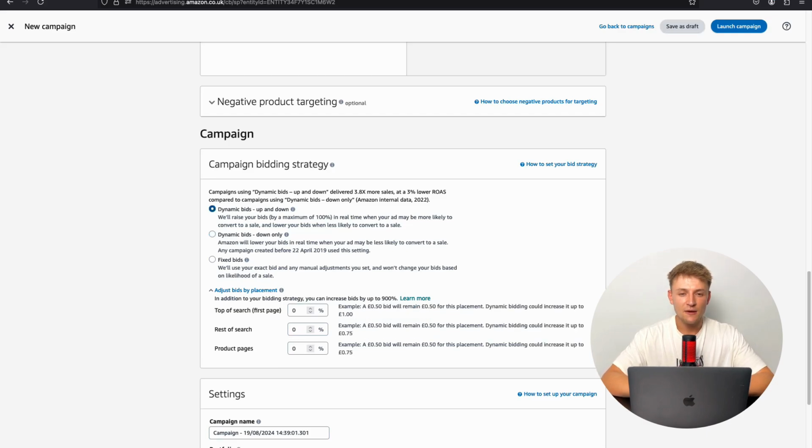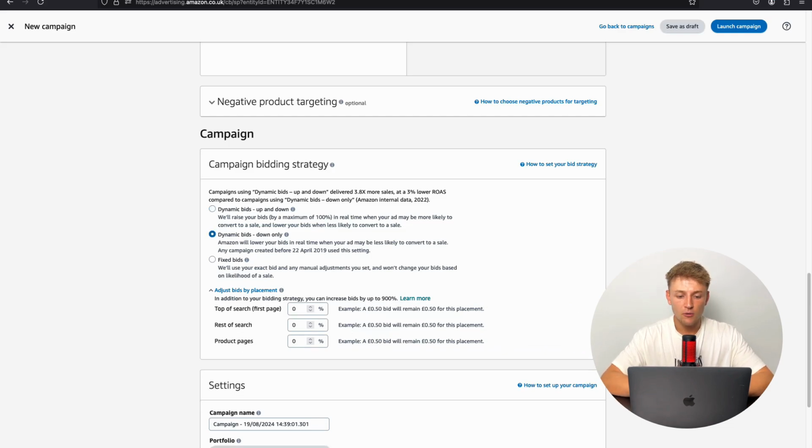Up and down can definitely be a little bit more efficient because you're basically saying, here's my default bid, and if you think it's going to convert better, I'll allow you a little bit more freedom to increase that bid. But then you can also end up spending a little bit more money when you do that. So as a beginner, I would generally recommend down only, or you can just use fixed bids, which I personally never actually use. This would just mean you'll bid 50p every single time, regardless of who it is.